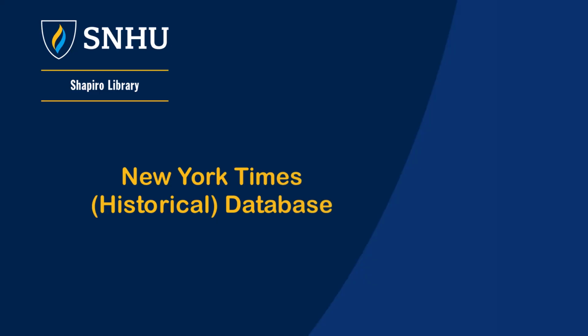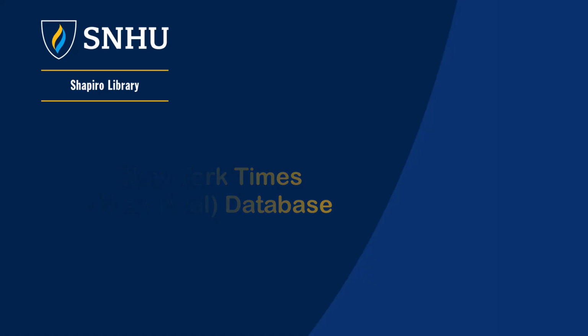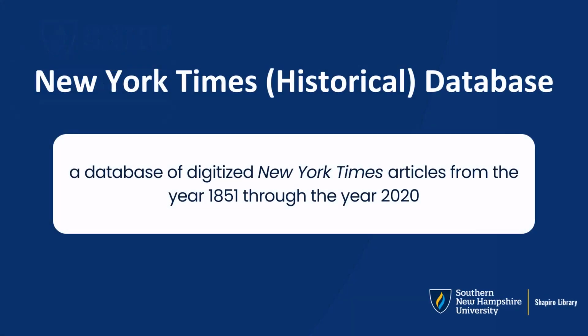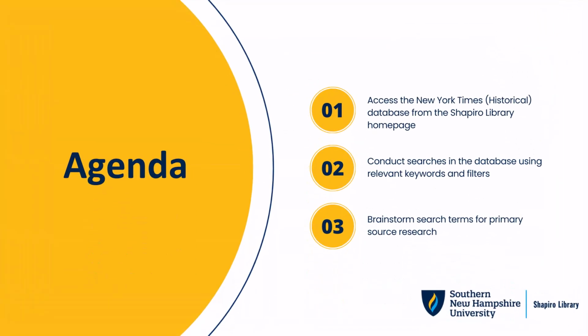This database gives users access to digitized articles from the New York Times newspaper from the year 1851 through the year 2020. In this tutorial, we're going to explore how to access the New York Times Historical Database from the Shapiro Library homepage, how to conduct searches using relevant keywords and filters, and how to brainstorm search terms for primary source databases.